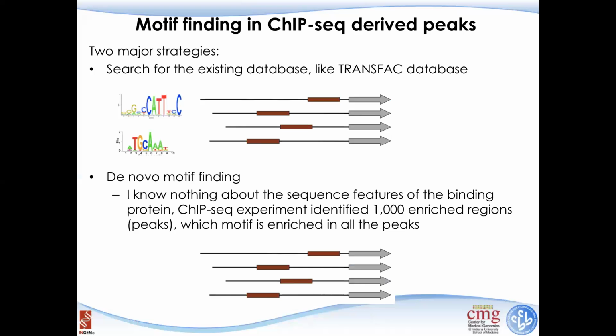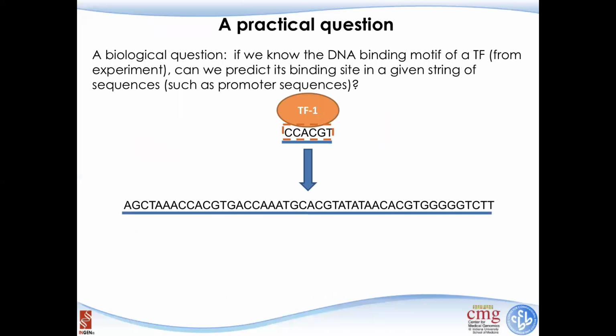So before talking about the details of the stages to identify motifs in such two scenarios, we want to start with the first simple case. For example, if we know there is a motif, whatever it is, and we know the sequence is CCACGT, and then we have a long sequence. We want to know where the binding site is. That's the most simple question.